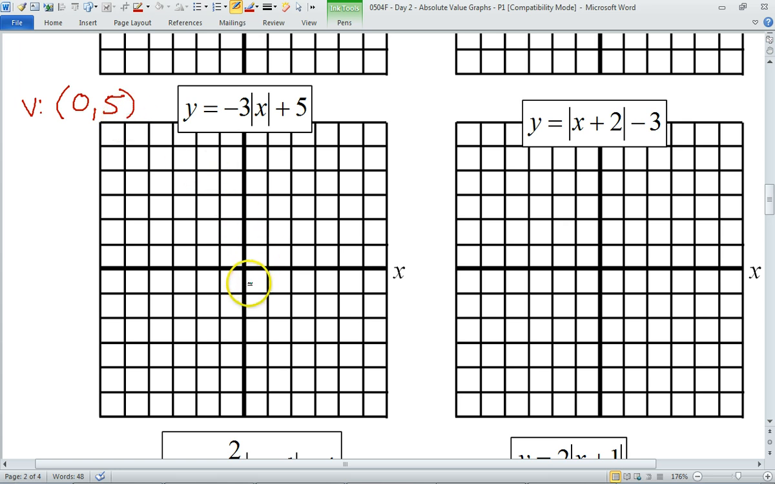So your first step should always be to plot your vertex. So Paige is going to go 0, 5. Okay, 1, 2, 3, 4, 5. So there's Paige's vertex right there. Okay?